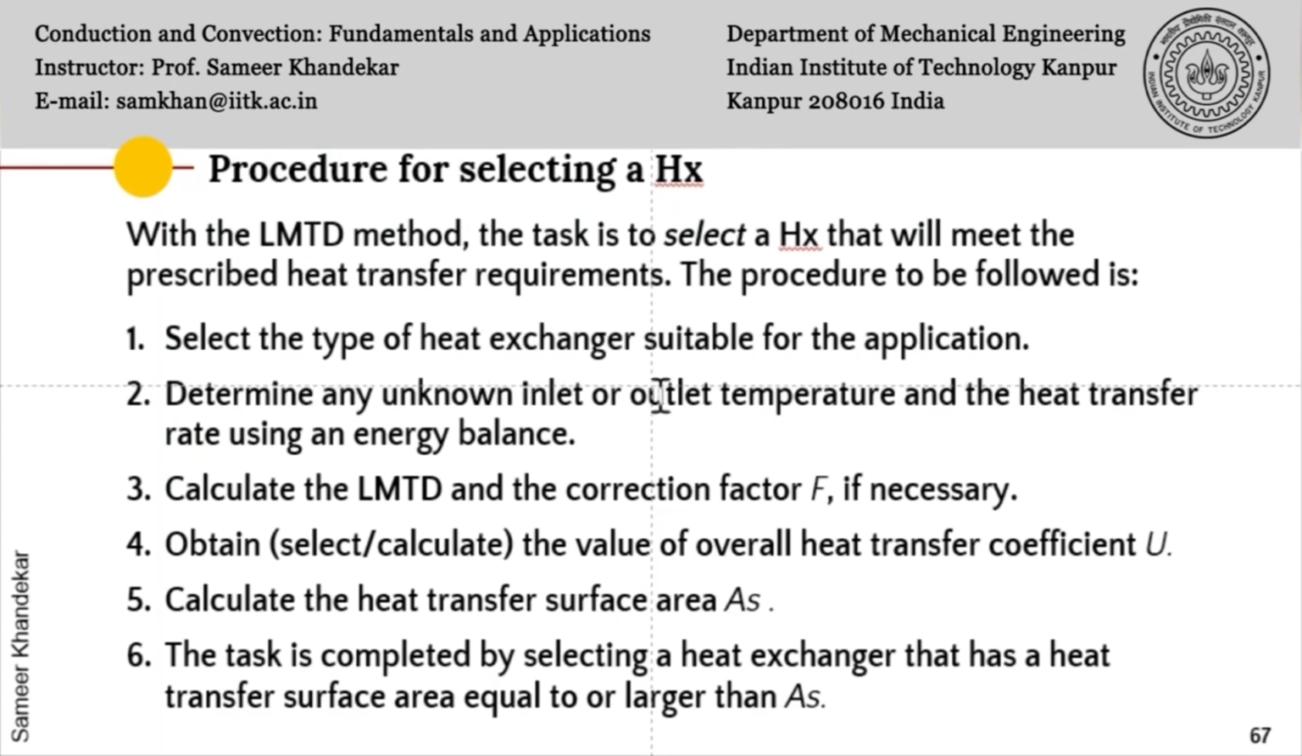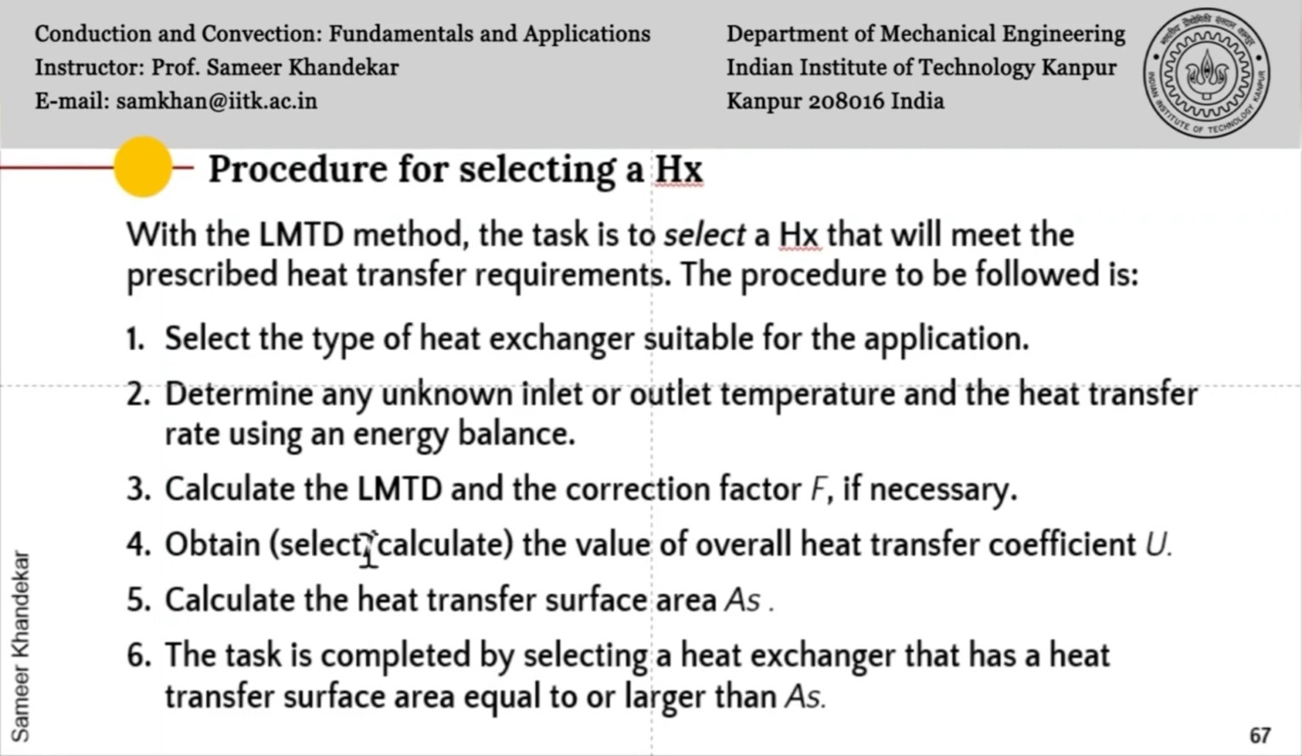Then determine any unknown inlet or outlet temperatures and the heat transfer rate using an energy balance. So if the inlet mass flow rates are known and the temperatures are known, you can always find out the outlet temperatures. So all these four temperatures must be known. As soon as you know the four temperatures, that is the hot inlet, hot outlet, cold inlet, cold outlet, then calculate the LMTD and the correction factor F, if necessary. So this step 2 can be done for a given, let us say, area and the given length of the heat exchanger.